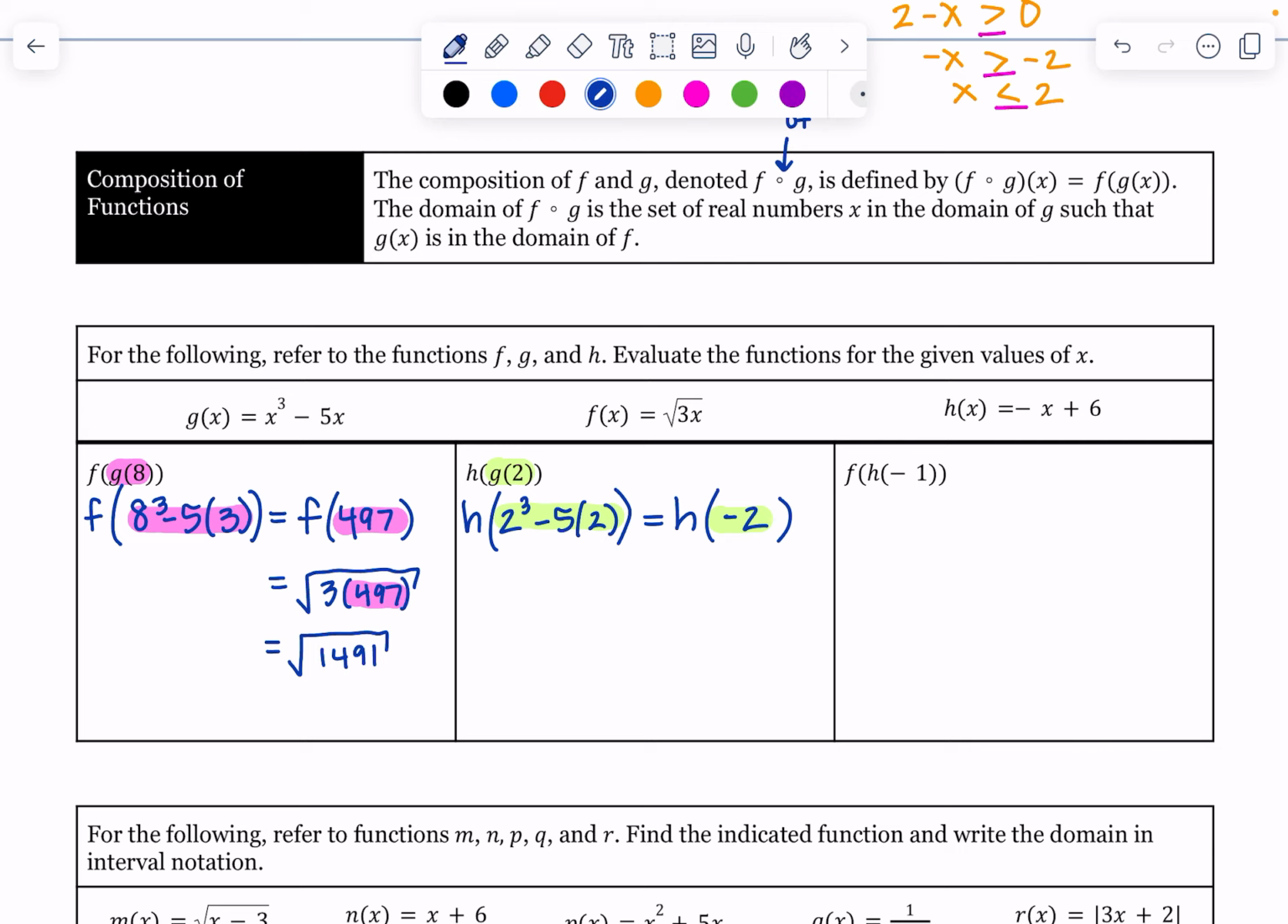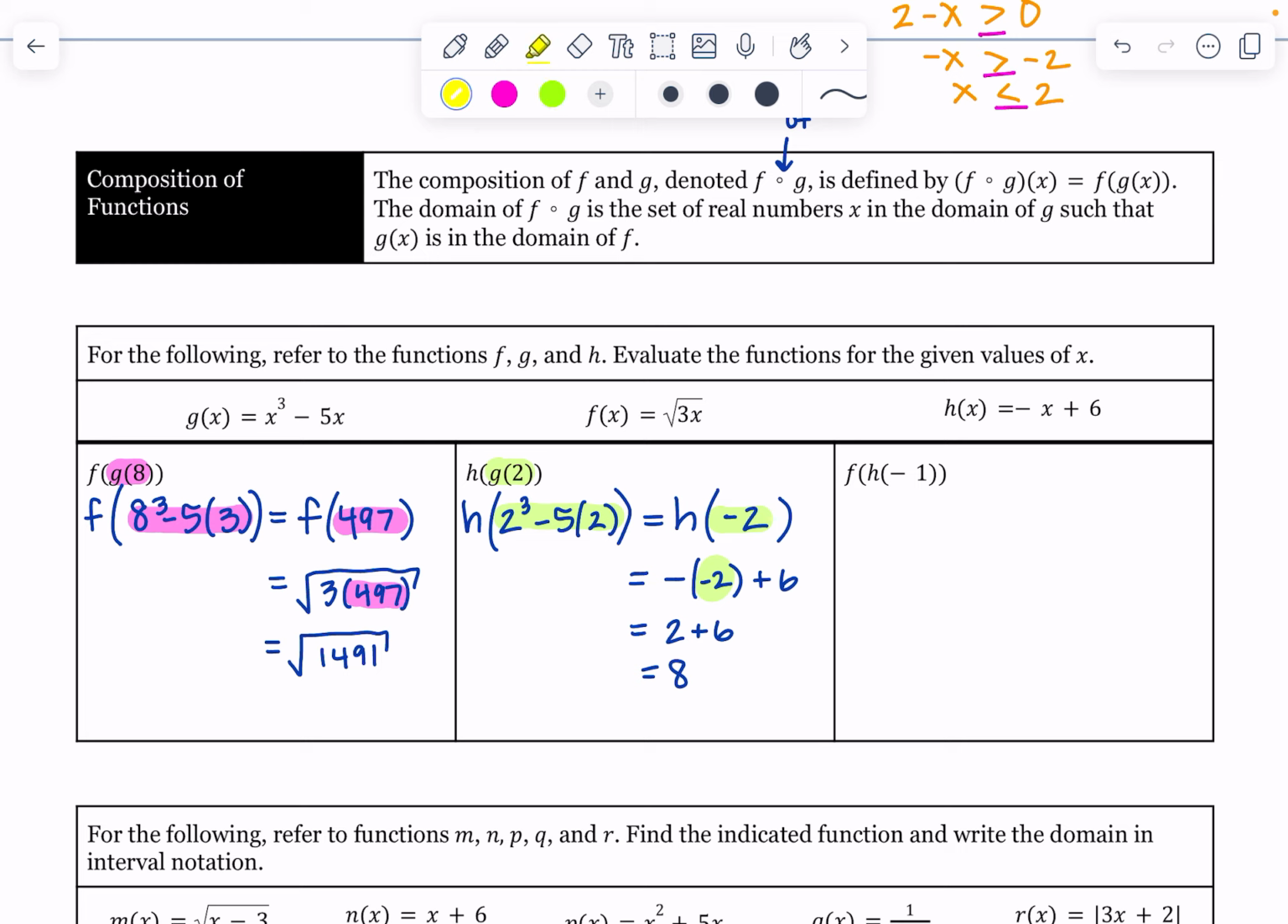And then all those green highlights that you see, those are all g of 2. And so we're going to plug g of 2 into h. So when I do that, I'm going to have negative 2 plus 6. So I just replaced that x with g of 2, which was negative 2. All right, and when I simplify, I'm going to have 2 plus 6, and all of that is just equal to 8.